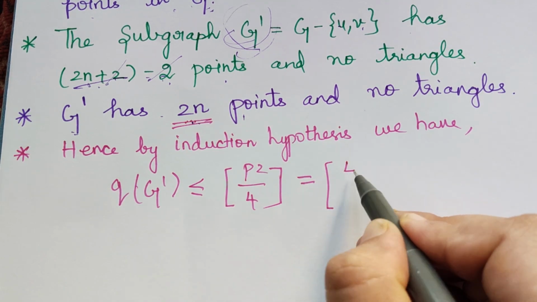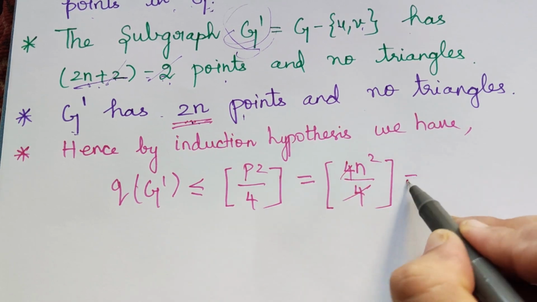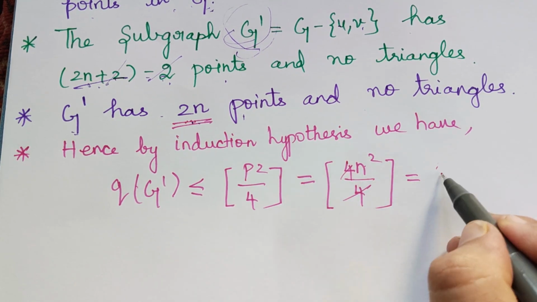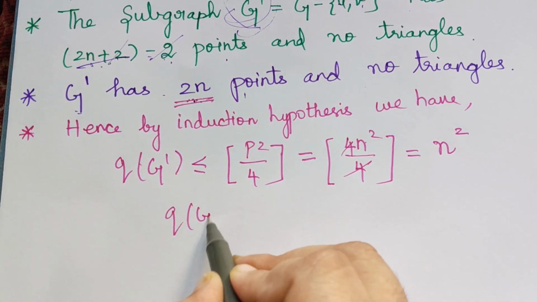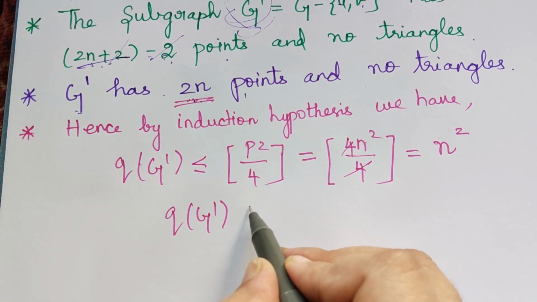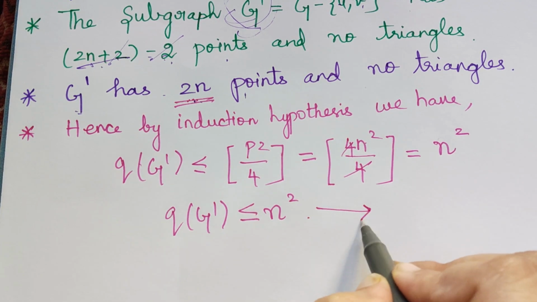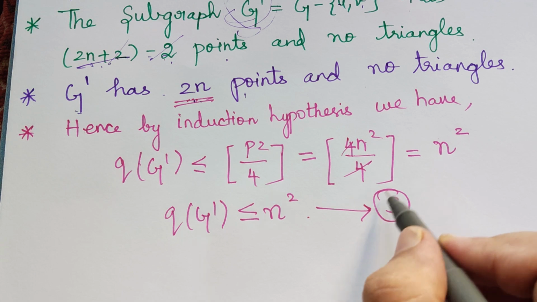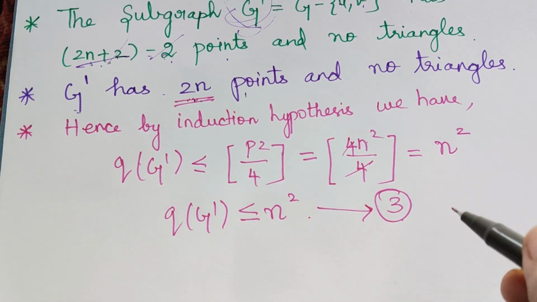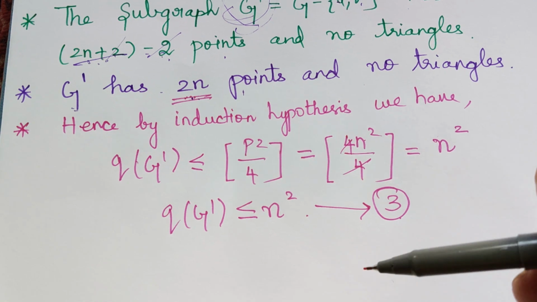So which will be 4n square divided by 4. And so 4 will get cancelled, and the integral part of n square is n square only. So therefore we obtain q of G dash to be lesser than or equal to n square. Now let us mark this as equation 3. Now already we have 2 and 2. Now this has 3. So therefore we will write the 3 types of lines of G.